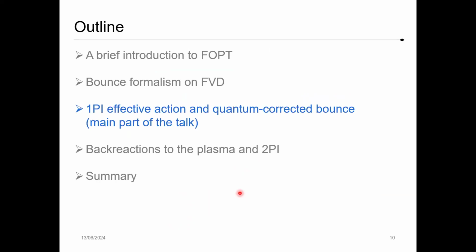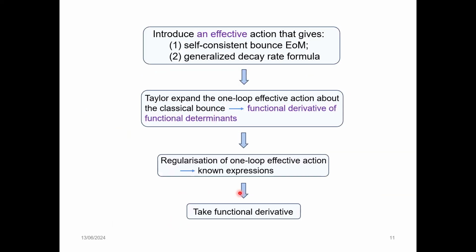Now I'm going to discuss the 1PI effective action. The procedure is like this. We first introduce an effective action that gives you the self-consistent bounce equation of motion. With this effective action, we can also have a generalized decay rate formula. And then we Taylor expand the one loop effective action about the classical bounce. Then you can see you have a new quantity, which is the functional derivative of the functional determinant. I will show you later.